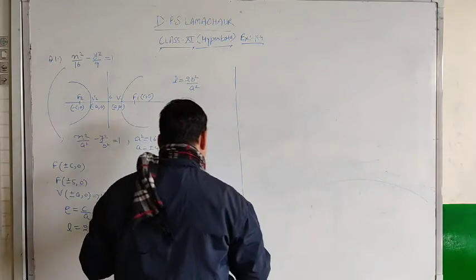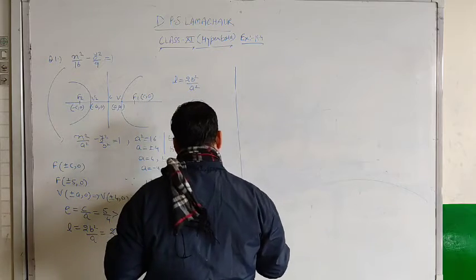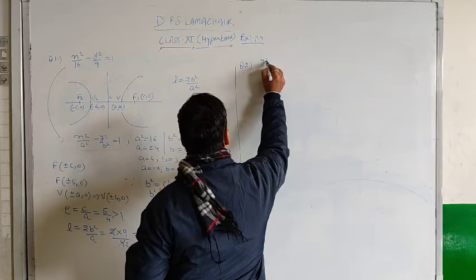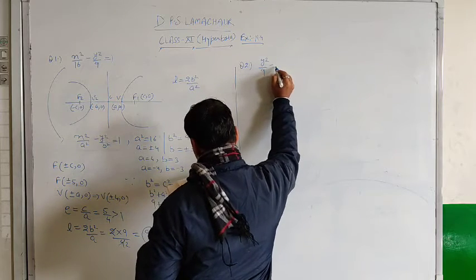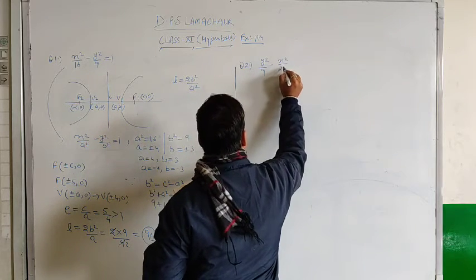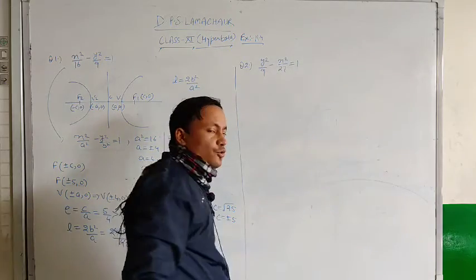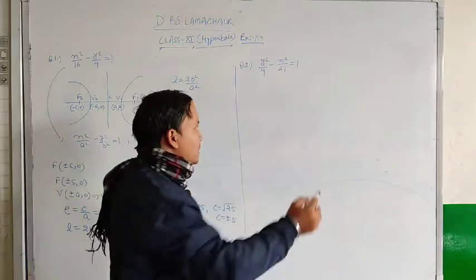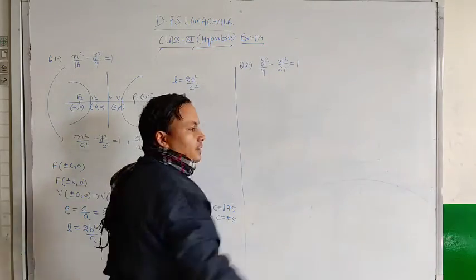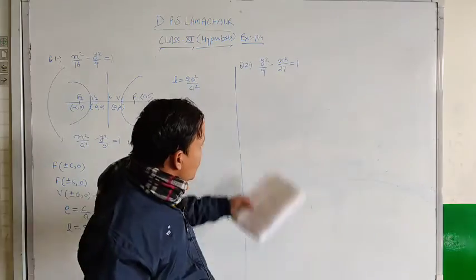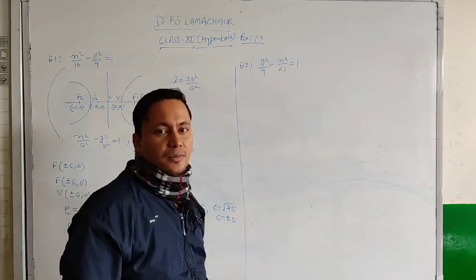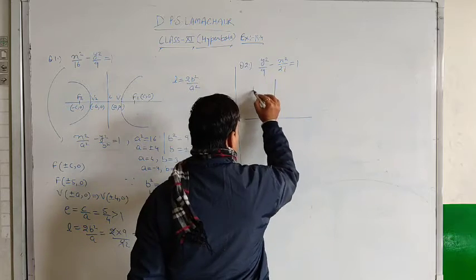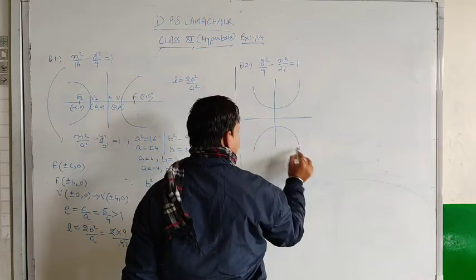Okay, next question number 2. y square upon 9 minus x square upon 27 equal to 1. Now see here, the coefficient of variable y square, or you can say the denominator of variable y, is positive. So this hyperbola is symmetric about y axis. So the diagram of this kind of hyperbola will be like that, because this is symmetric about y axis.